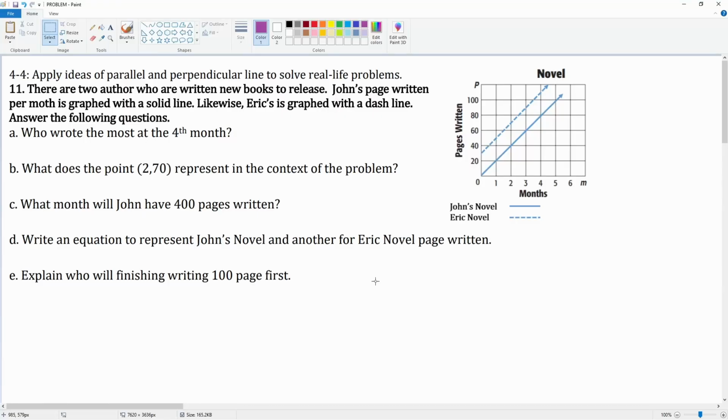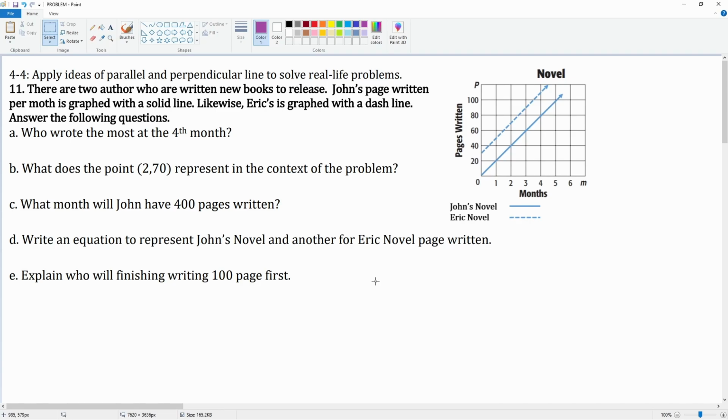This is 4-4. You're going to apply the ideas of parallel and perpendicular lines to solve a real life problem. Number 11. There are two authors here who are writing new books to be released. John's pages written per month is graphed with the solid line. Likewise, Eric's is also graphed but with a dashed line. You're going to answer the following questions.